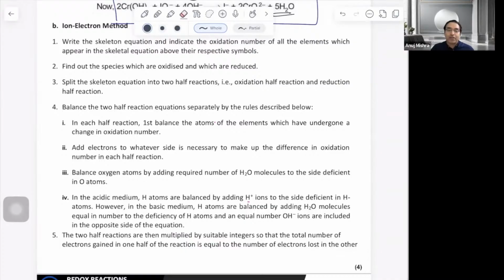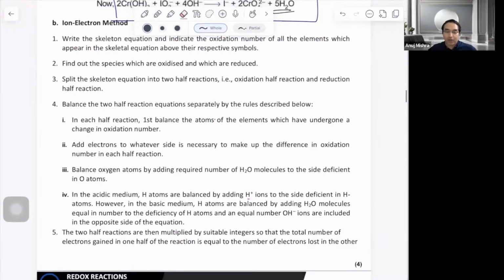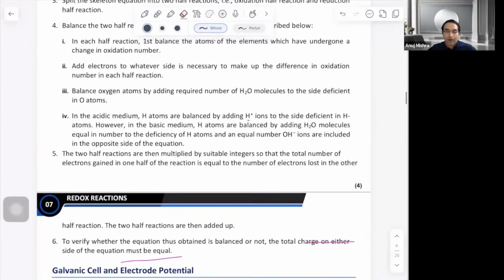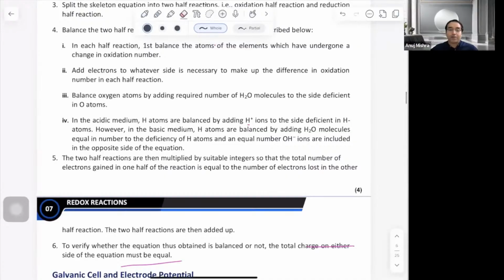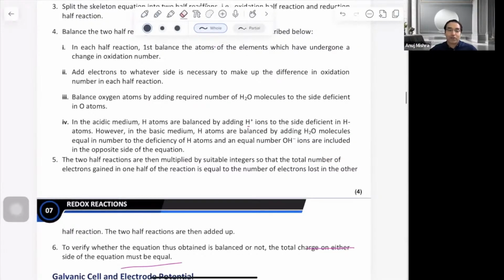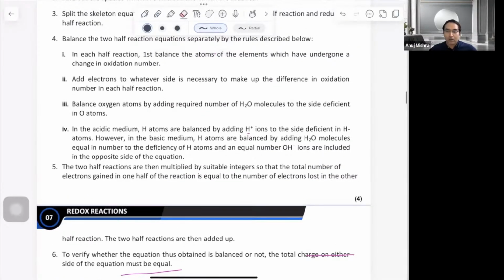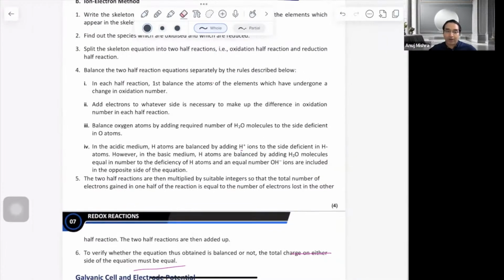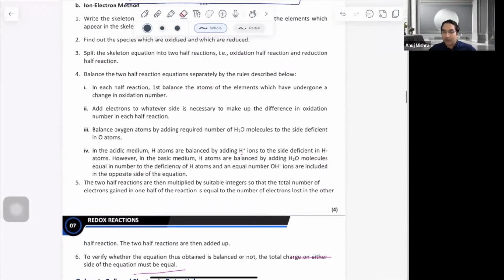The two half cell reactions are then multiplied by a suitable integer so that the total number of electrons gained in one and the total number of electrons lost in the other are compensated and equal. To verify whether the equation thus obtained is balanced or not, the total charge on either side should be equal. So these are the pointers that you have to keep in mind while balancing.